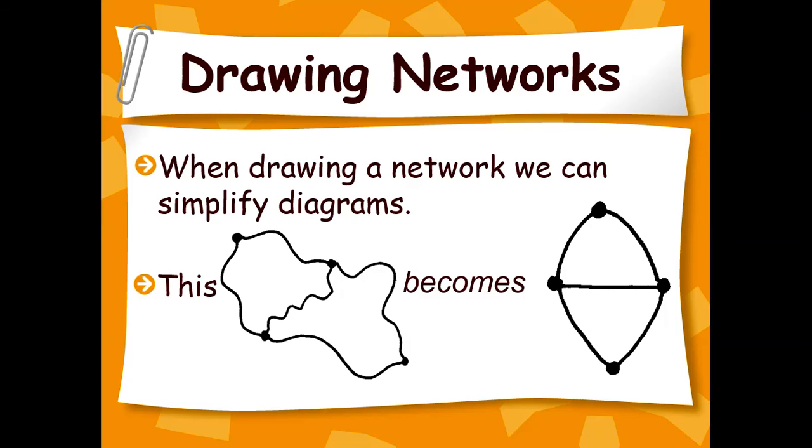So we can often simplify things. If you've got a road map and you've got a town here, and a town here, and a town over here, then instead of having the road being a squiggly line that goes like that, we could just say, look, there's a town there, and there's a road that goes between them. So we can tidy up the diagram when we come to draw it.